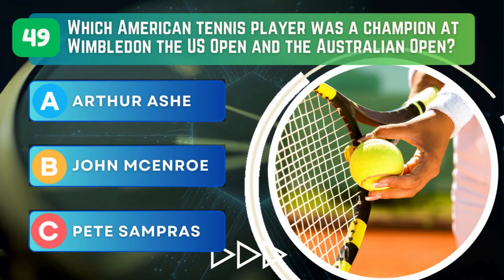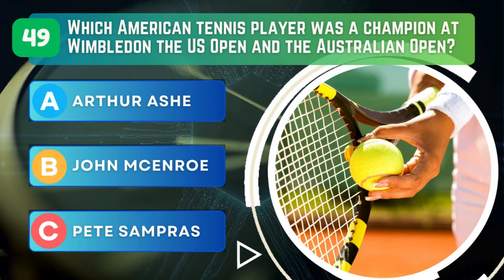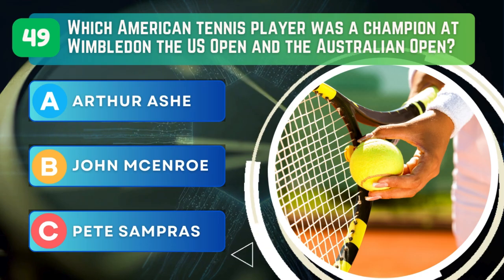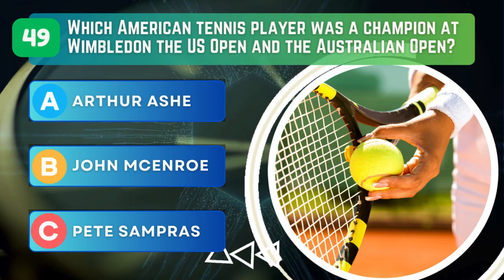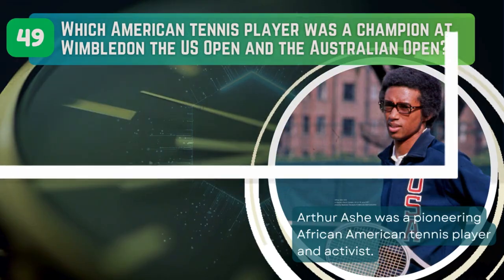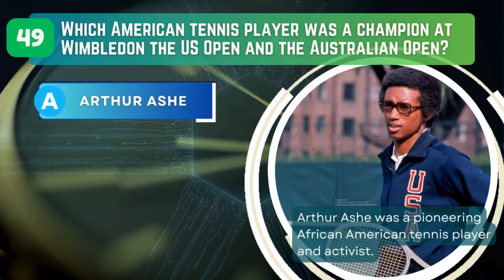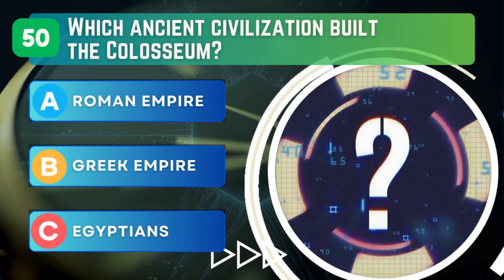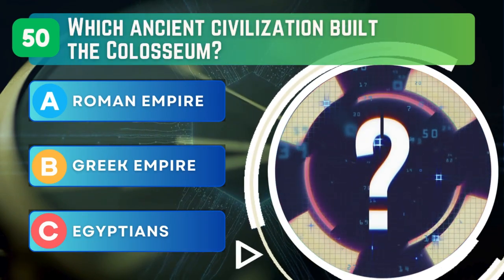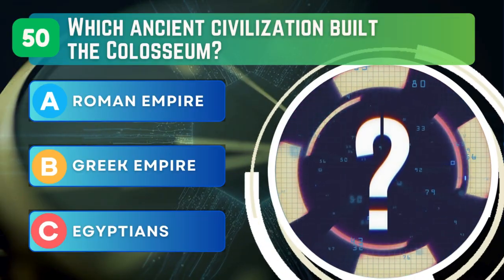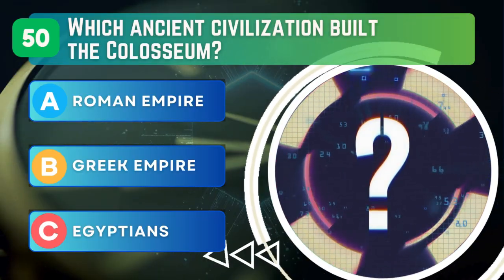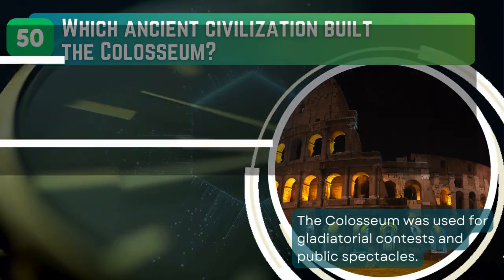Which American tennis player was a champion at Wimbledon, the US Open, and the Australian Open? Arthur Ashe. Which ancient civilization built the Colosseum? Roman Empire.